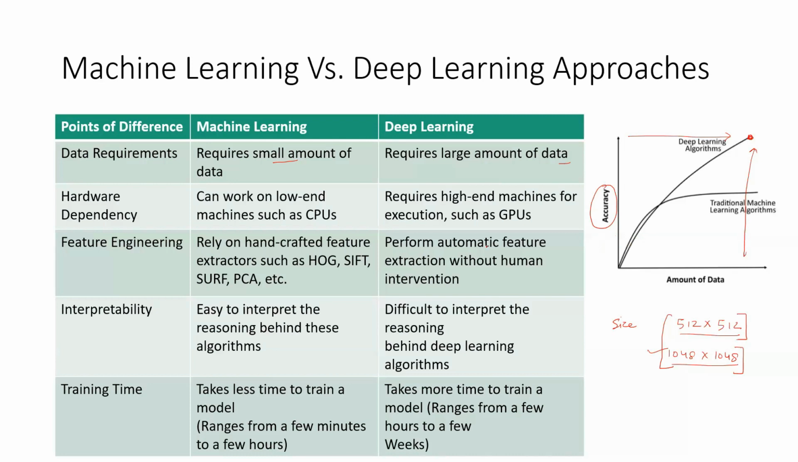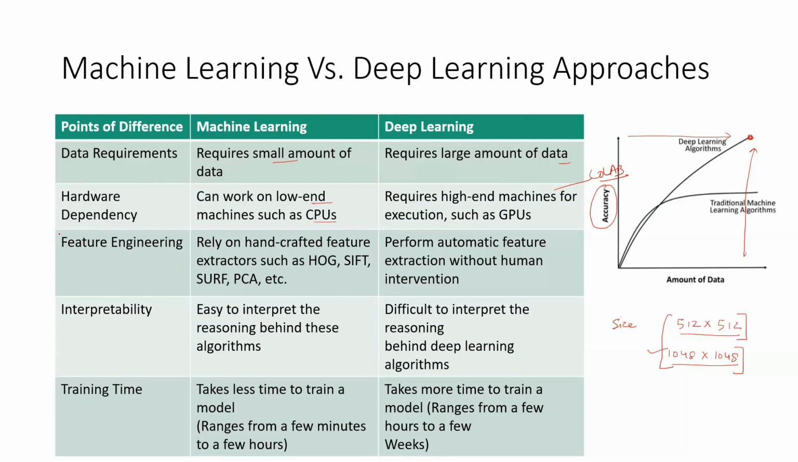As per the hardware dependencies, machine learning can work on low end systems, machines or CPUs that are not highly configured, but deep learning requires GPUs or high end machines for execution. Nowadays Google Colab can provide you some facility, not a sufficient amount, but to execute this kind of systems you can use Google Colab. I hope you have had sessions on how you can utilize Colab.